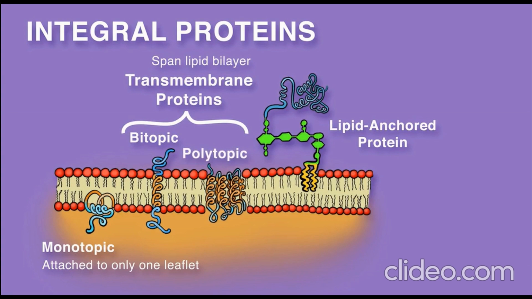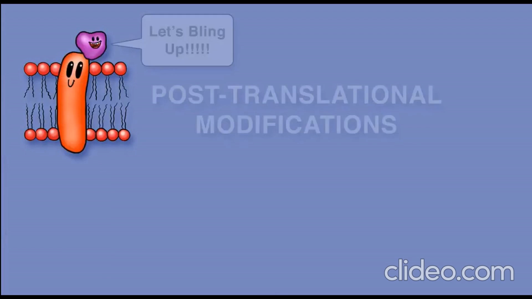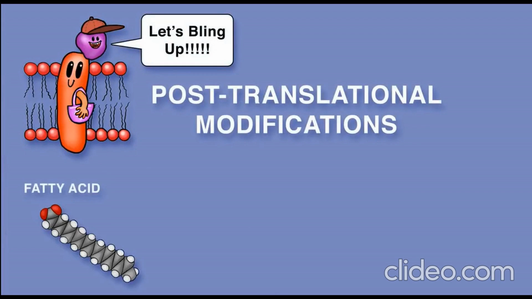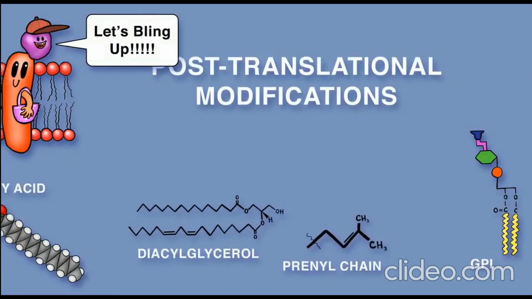Lipid-anchored proteins are those which are covalently attached to lipids embedded in the lipid bilayer. For example, GPI, or glycosyl phosphatidylinositol, is a glycolipid that gets attached to a protein C terminus during post-translational modification. It acts as an anchor for proteins to the outer leaflet of the plasma membrane. Both integral and peripheral proteins can be post-translationally modified. There can be addition of fatty acids, diacylglycerol, prenyl chains, or GPI.